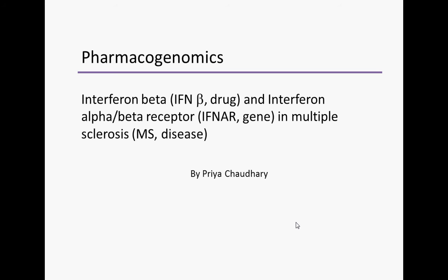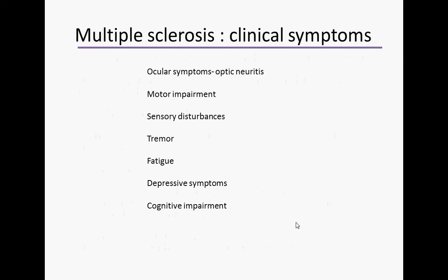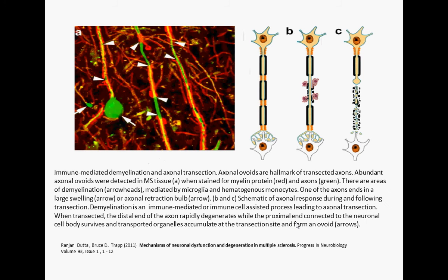Hi, today we will be talking about interferon beta drug, interferon alpha beta receptor gene in multiple sclerosis disease. Sclerosis means plaques or lesions in the central nervous system. Multiple sclerosis is defined as chronic, inflammatory, demyelinating disease of the central nervous system. Clinical symptoms include optic neuritis, motor impairment, sensory disturbances, tremor, to name a few.